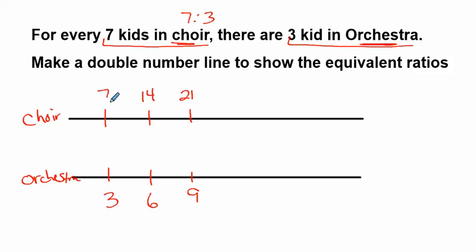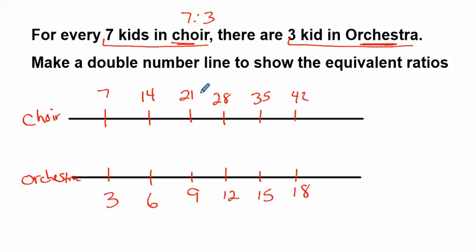You might also start seeing that up here, these are all the multiples of 7. These are the multiples of 3. So you can just kind of start working that out as well. So 7, 14, 21, 28, 35, and let's go 42. Okay. So down here, I'm at 3, 6, 9, 12, 15, and 18. Okay, I could keep going. All of these are just showing me equivalent ratios.